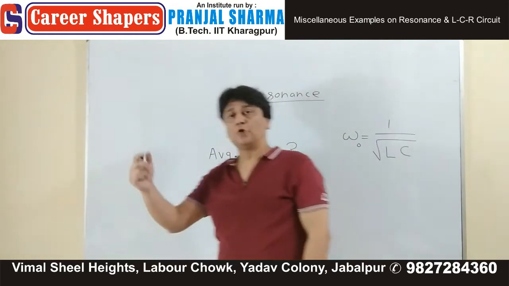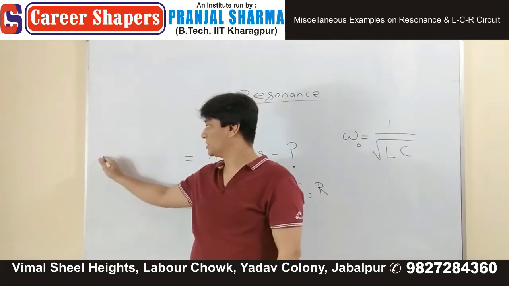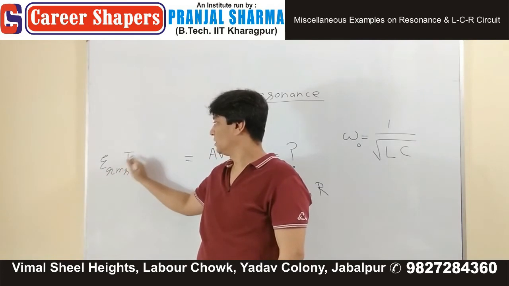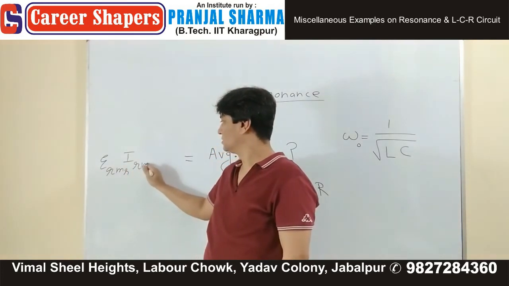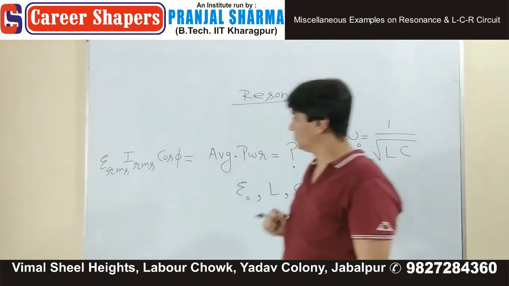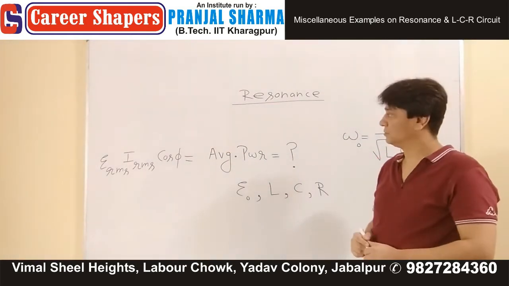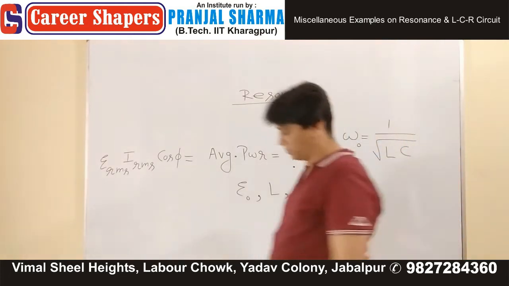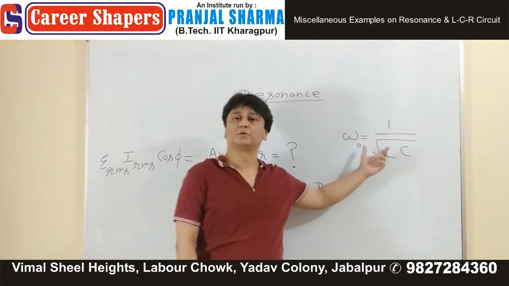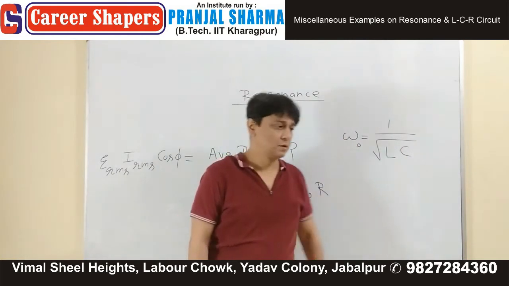In case you don't remember, the formula for average power is given by ERMS into IRMS multiplied by cos of phi. This is the formula for average power. And the question is, you need to find this average power when frequency of source is 1 upon root LC, that is, the circuit is in resonance.